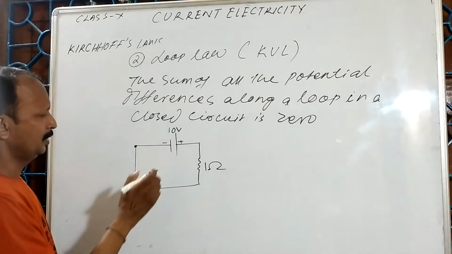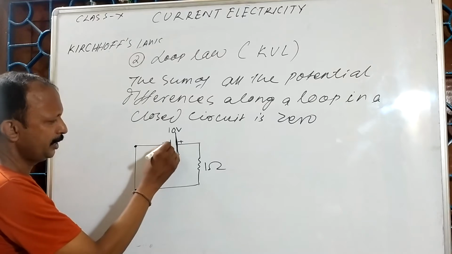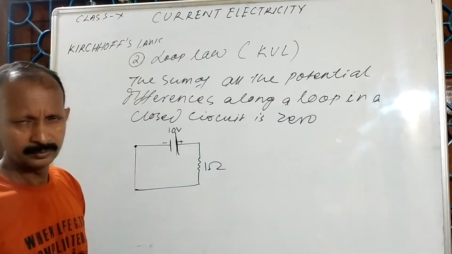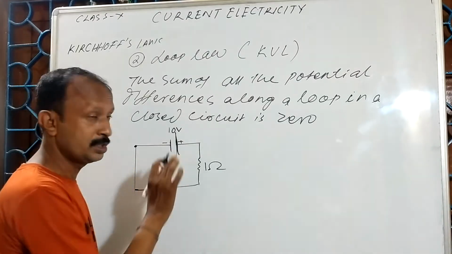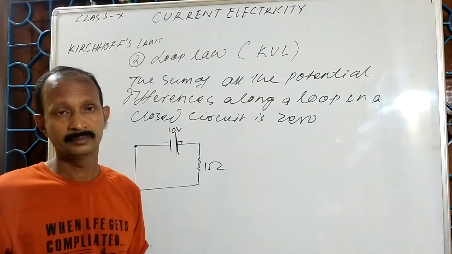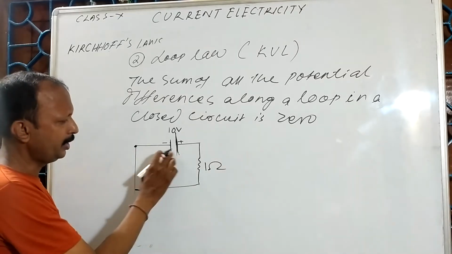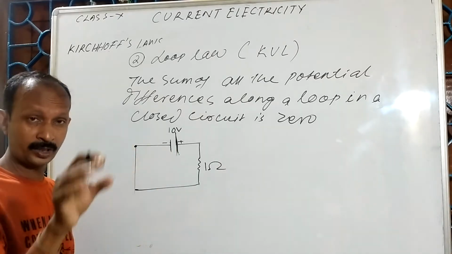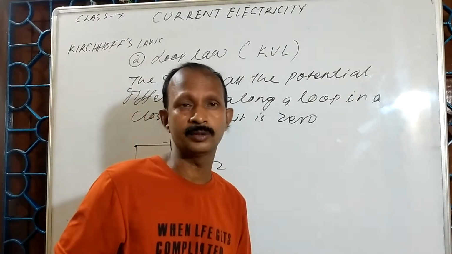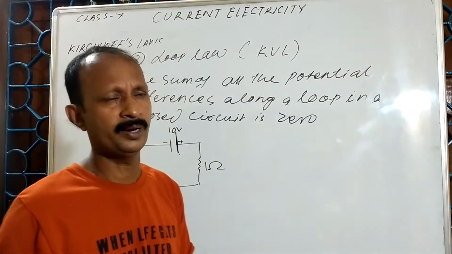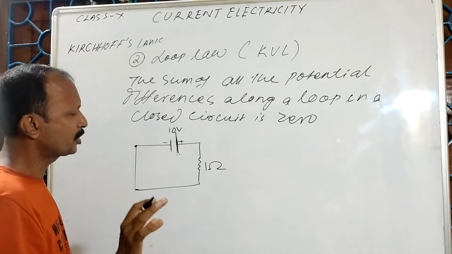That means, for example, here is 10 volt, and here it may be 0. The difference is 10. I am not saying this is 0, this is 10. It may be 10, it may be 20. 20 and 10, the difference is 10. So the potential difference, I am not telling about the electromotive force. I am saying about the potential difference. So here the potential difference is, suppose, 10 volt.